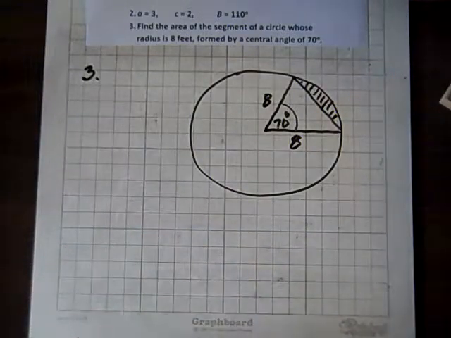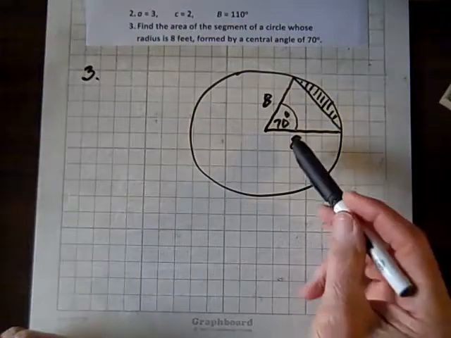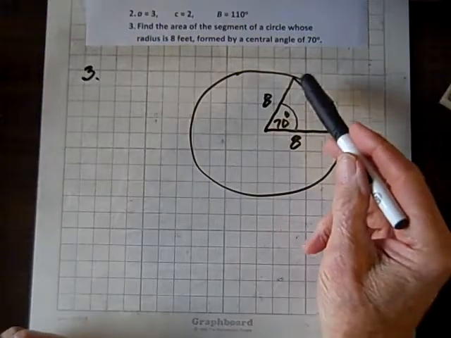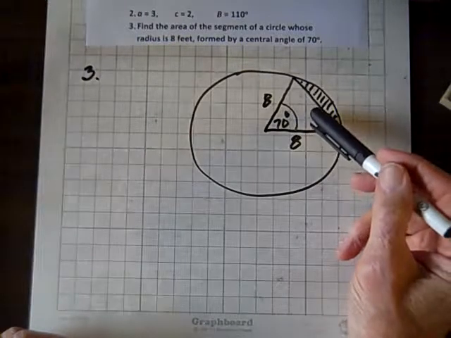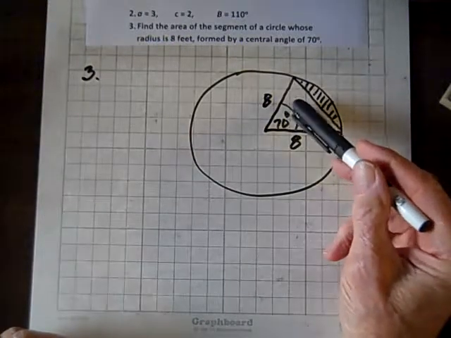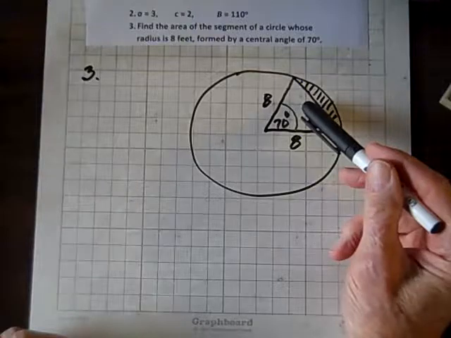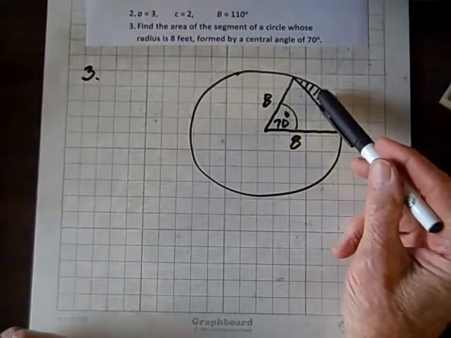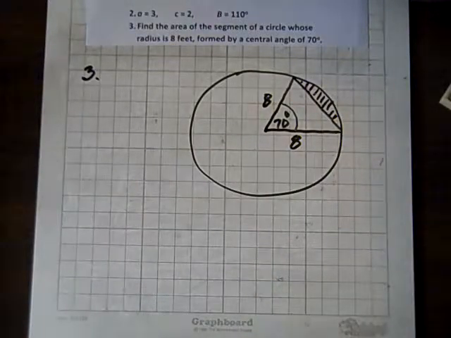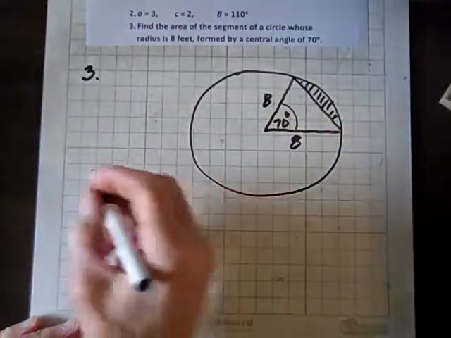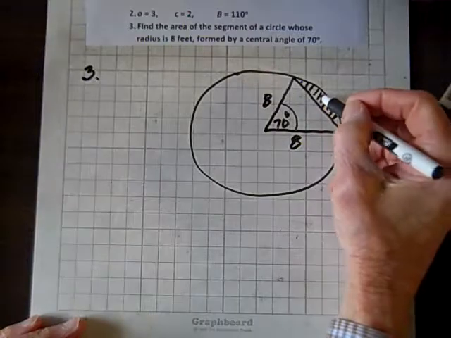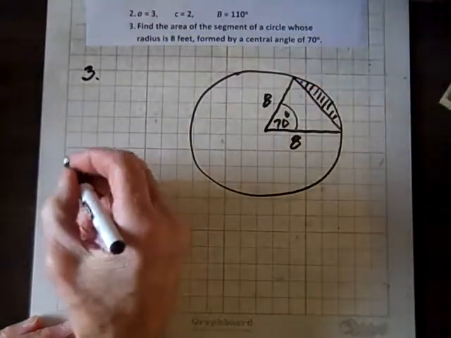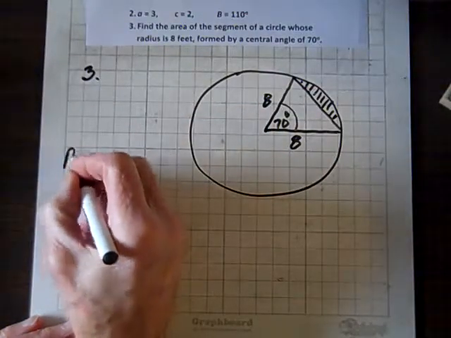So what we have to do is find the area of the sector, the piece of pie, so to speak, and then from that subtract the area of the triangle that's formed, and that difference will give us the area of this segment. So the area of the sector, I'm sorry, this is a segment.